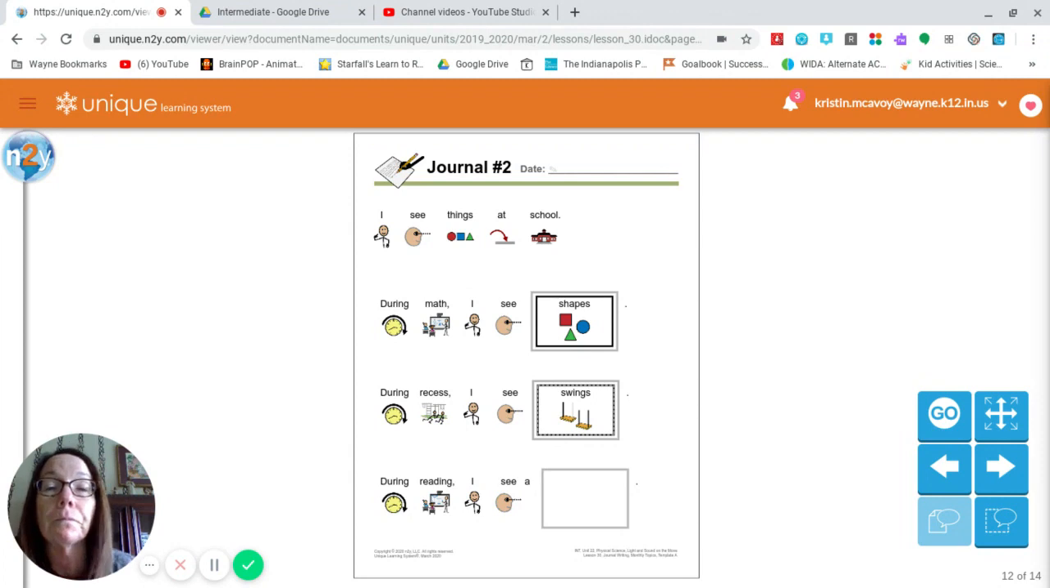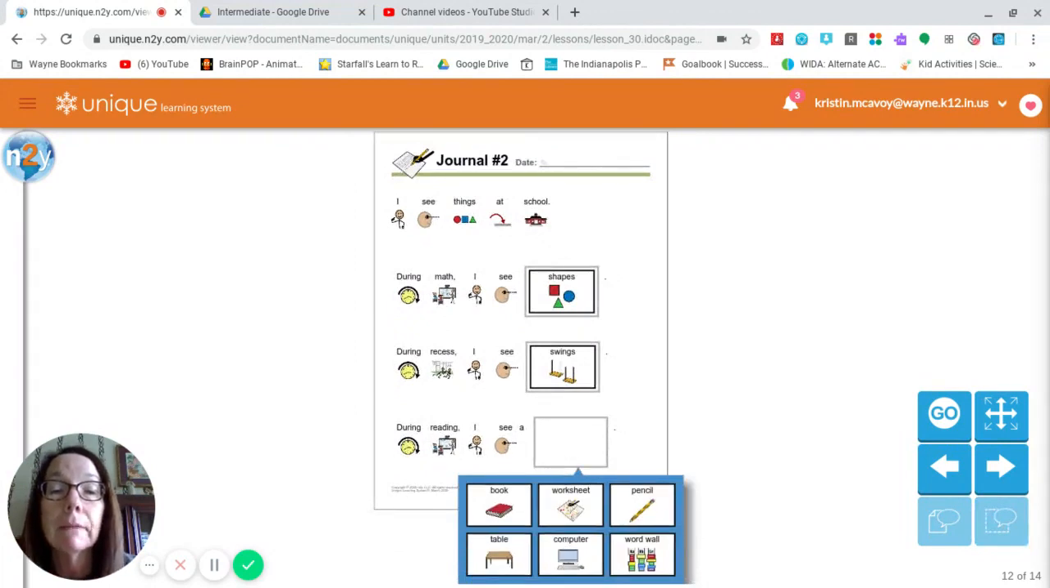And again, you can choose with anything you want, or if you want to pick something different, that's fine too. And then the last one is during reading. During reading, I see a. Oh, so we have an article here, an extra word. So something. A indicates you're going to see a thing. Let's see what our choices are.